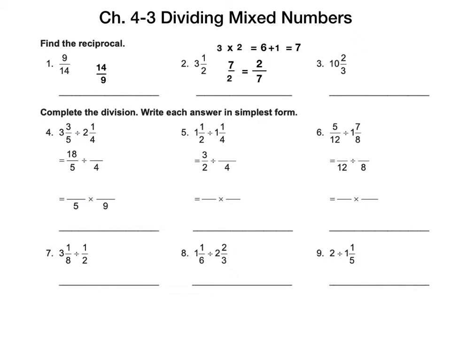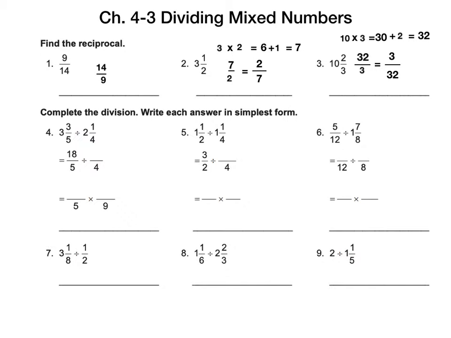Let's move on to number 3. 10 2/3. We're going to go ahead and change our mixed number to an improper fraction. So we're going to take our whole number times our denominator. 10 times 3 is 30, plus our numerator, which is 2, and that equals 32. That is our new numerator. Our denominator stays the same. It's 3. This is our improper fraction. Now we can find our reciprocal, and to do that, we just flip our fraction. It's 3/32.